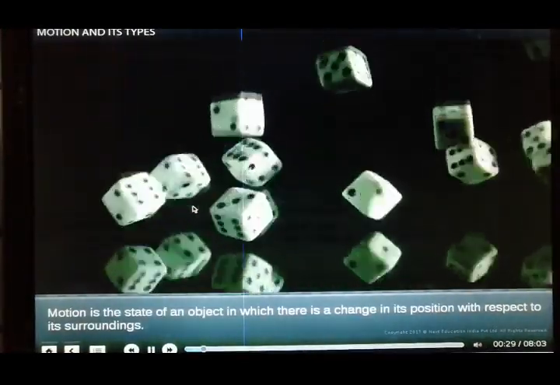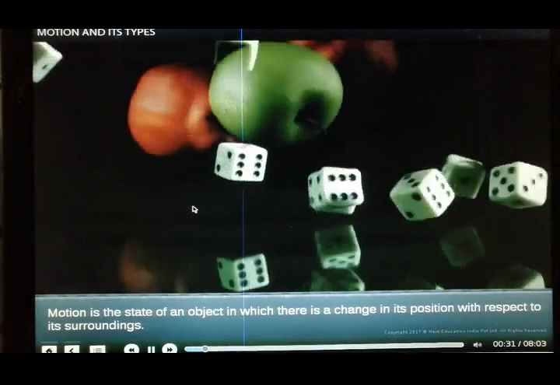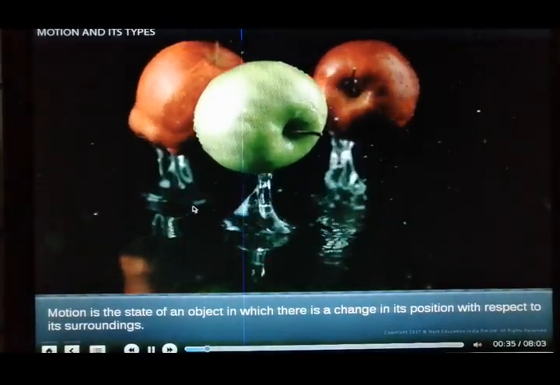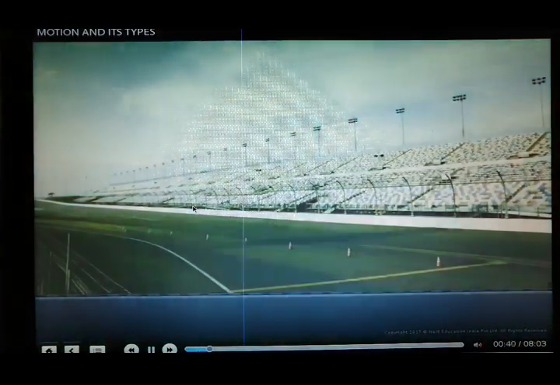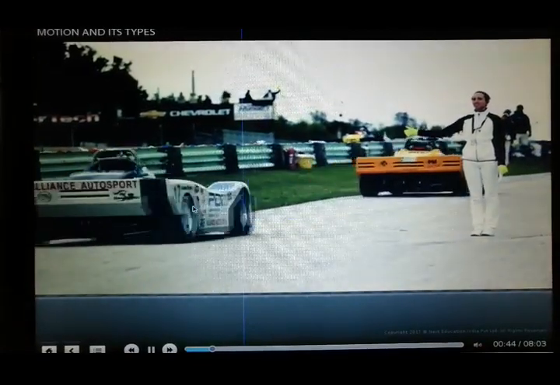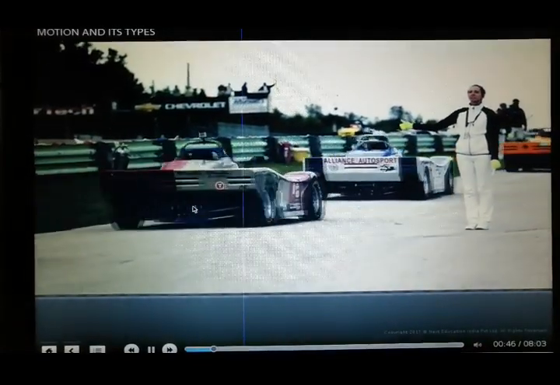Thus, motion is a state of an object in which there is a change in its position with respect to its surroundings. When a car race starts, the position of each car participating in the race changes relative to the stands and spectators. This is because the cars are in a state of motion.